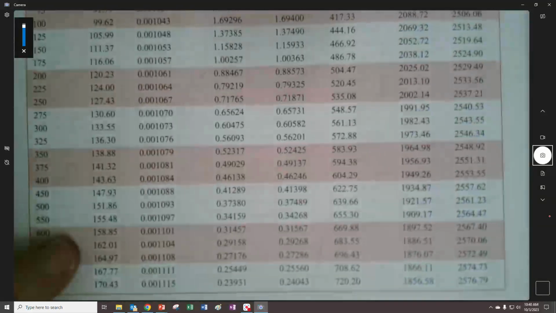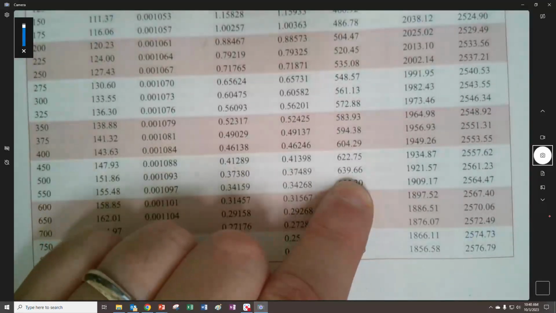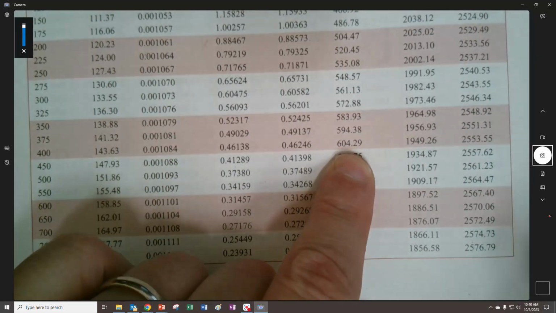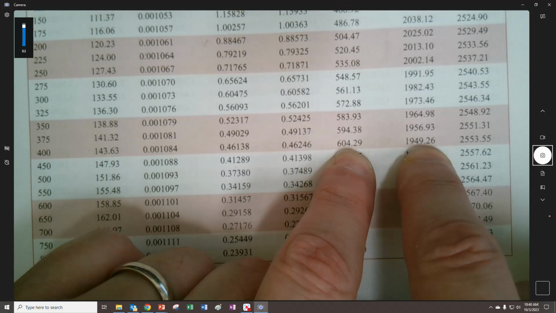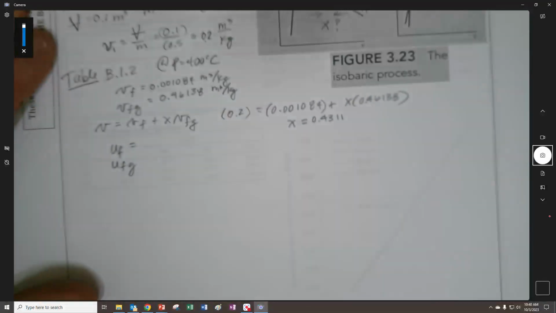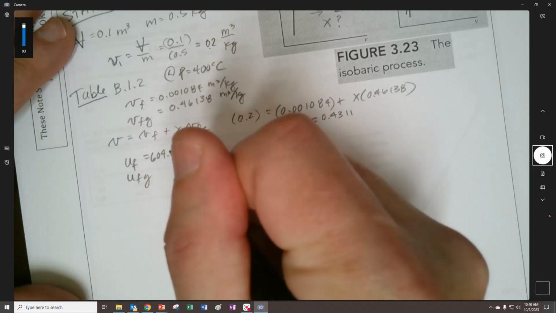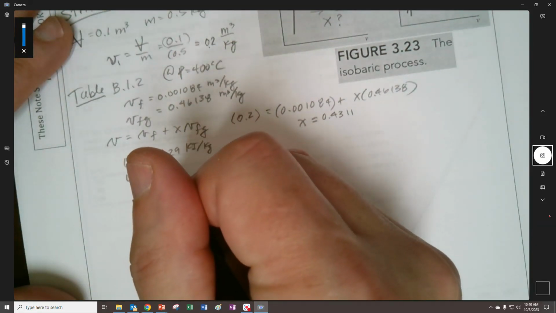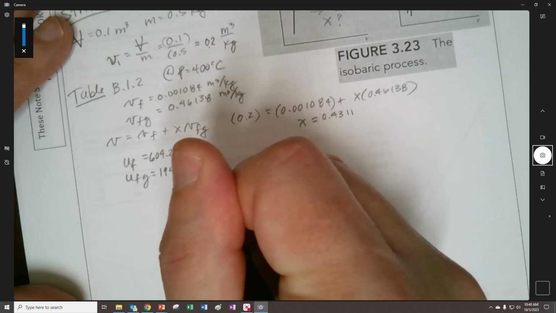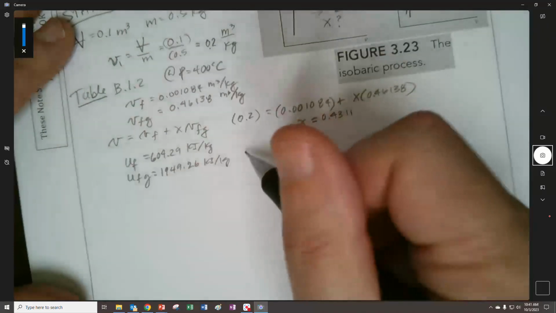Right now, while we're here, let's also find uf and ufg. So we come back into here under the 400, and right there under the pink, there's uf and here's ufg, so 604.29 and 1949.26. These are kilojoules per kilogram.